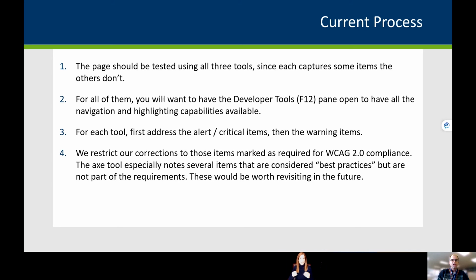For each tool, first address the alert critical items, then the warning items. We restrict our corrections to those items marked as required for WCAG 2.0 compliance. The Axe tool especially notes several items that are considered best practices but are not part of the requirements. These would be worth revisiting in the future.